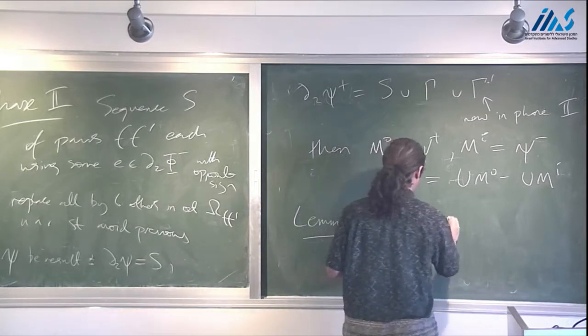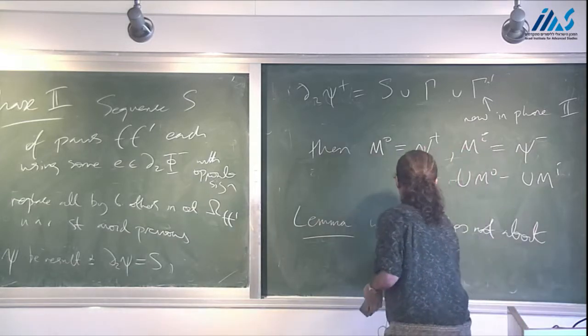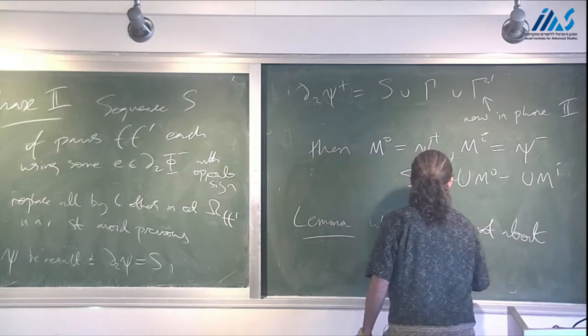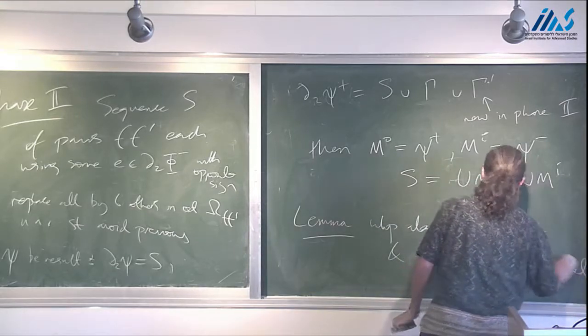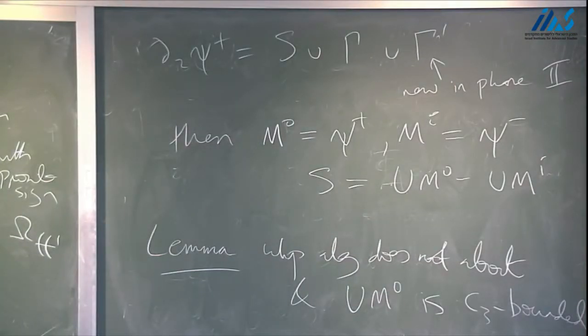With high probability, the algorithm does not abort. And let's say union of M0 is C3 bounded, which was the C3 is some other constant I used in the statement of whole. Okay, so I won't have time to give the proof in detail, but you can maybe believe it's quite similar to the random greedy algorithm I showed you earlier for covering. So let's just mention a few of the steps along the way.